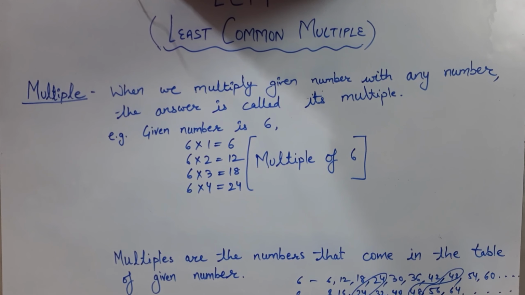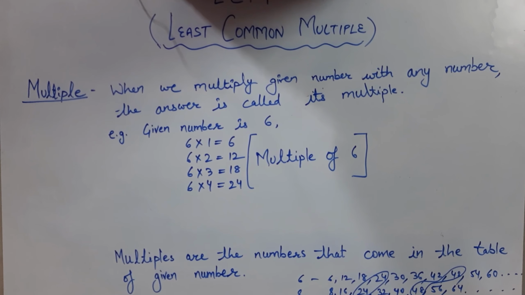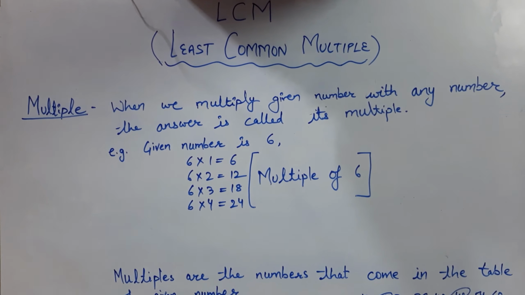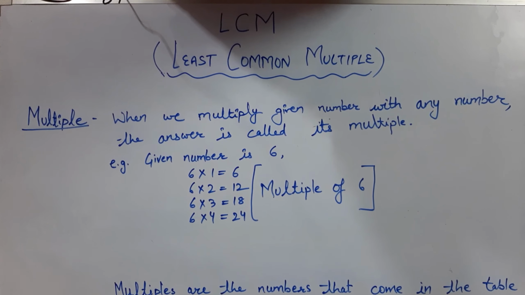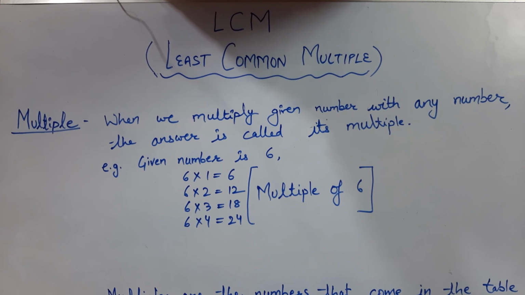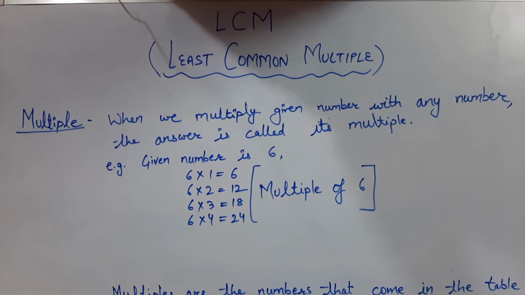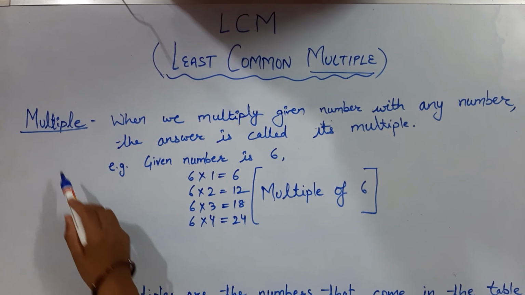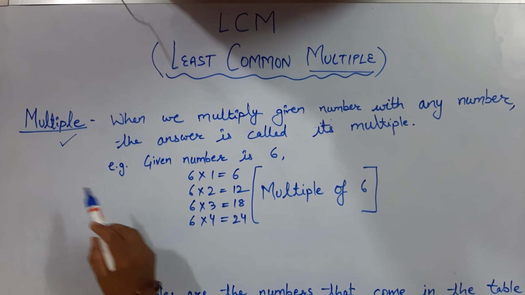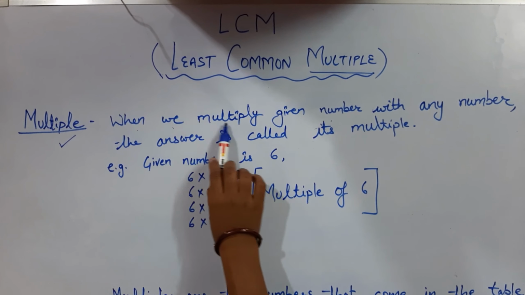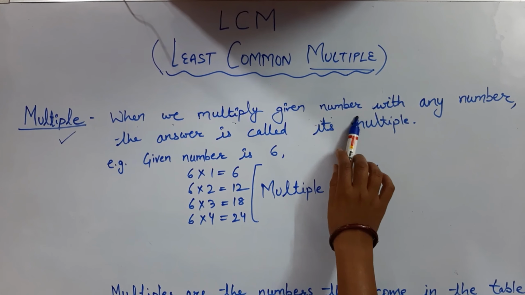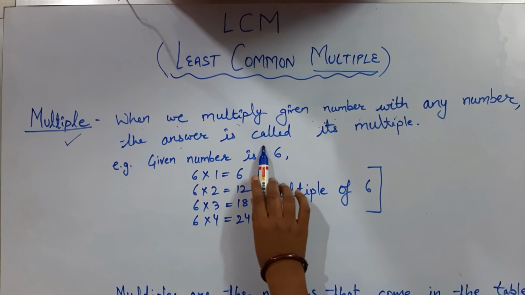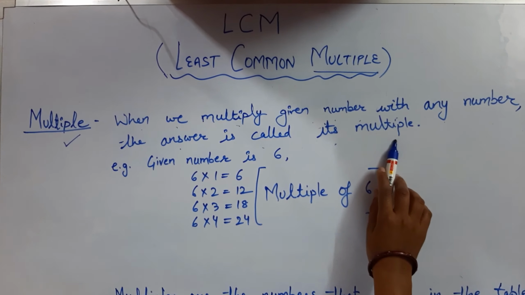Kids, our today's topic is LCM, least common multiple. Today we will learn how to find the LCM of given numbers. Before studying about LCM, let's understand what is a multiple. What is a multiple? When we multiply a given number with any other number, the answer is called its multiple.